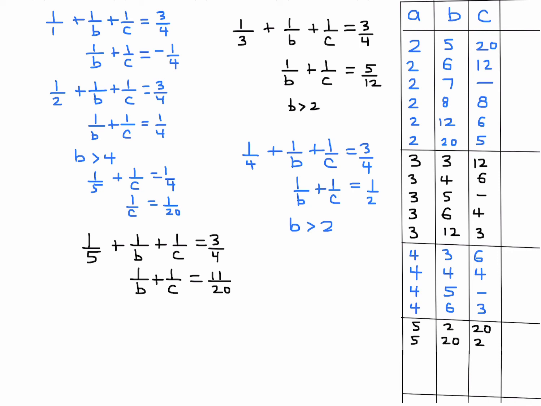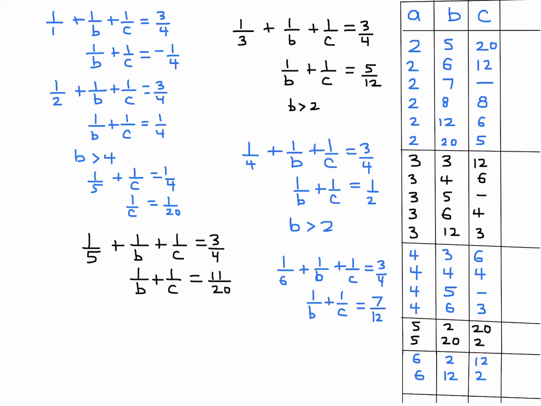All right. And then finally, we've got the situation where we are now up to 6 for our value of A. So we have 1 over 6 plus 1 over B plus 1 over C is equal to 3 over 4. And therefore 1 over B plus 1 over C is equal to 7 over 12. All right, so again, let's start with 2. If we get 2, we get 12. And then the only other value that works is 12 and 2. So there we go. We've got all the possible ones. And then after that, it doesn't give us any solutions in terms of integers for anything greater than 6 for A.